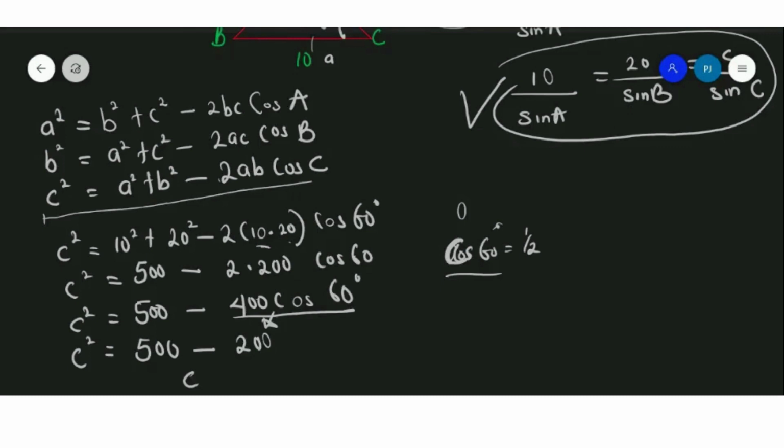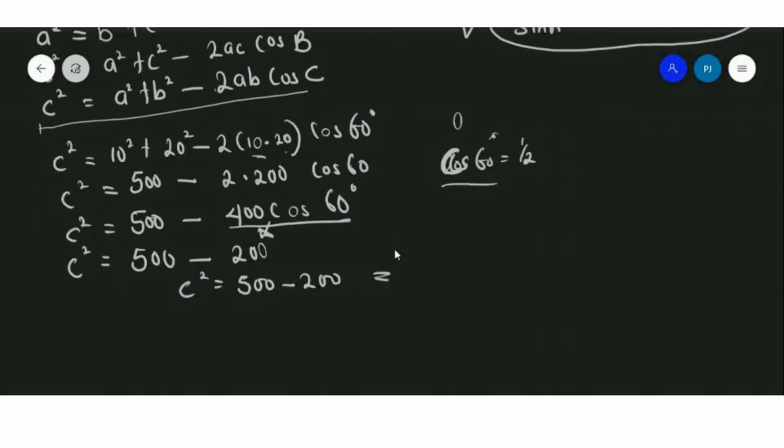So we have c squared is equal to 500 minus 200, which is equal to 300. C squared is equal to 300. So what is the square root of 300? The square root of 300 is 10 root 3, or we can have it in decimal if you want to.